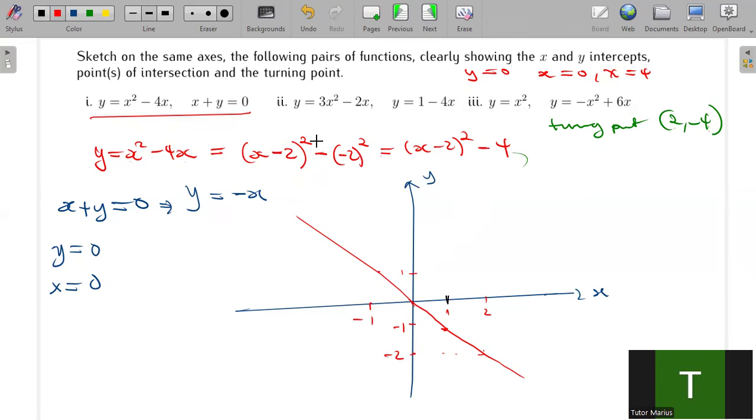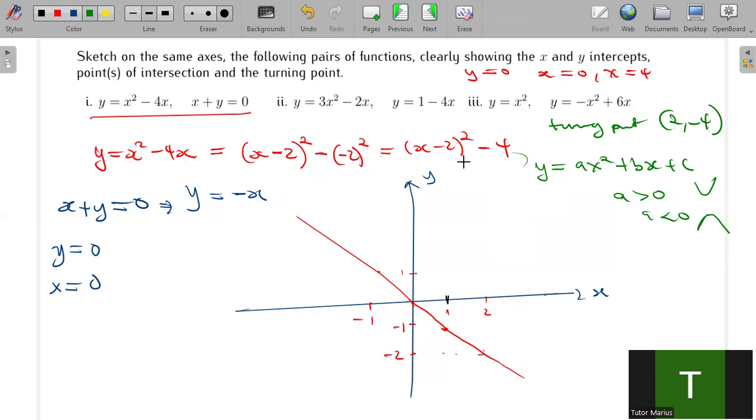Now let us sketch the quadratic function. What you must know is the general form: y is equal to ax squared plus bx plus c, where this a indicates whether, if a is greater than 0, your graph is going to look up. If a is less than 0, your graph is going to look down. So if a is greater than 0, expect something like that. If a is less than 0, expect something like that. So that's what tells you there.